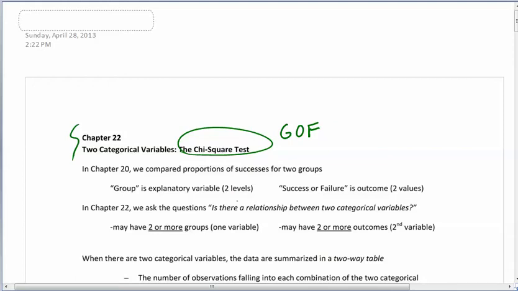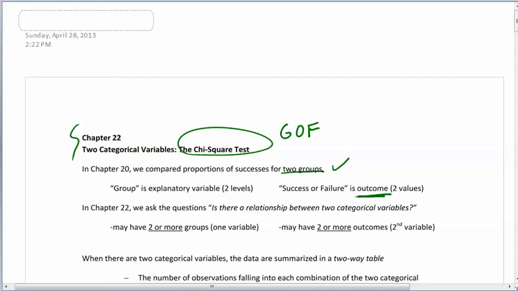In chapter 20, we spent a lot of time comparing proportions of successes for two groups, and that's probably what your project is addressing. Is there a difference in the probability between freshmen doing something versus seniors, say? You're really limited there. You can have two groups, but your outcome is very limited. There's only success or failure and nothing in between.